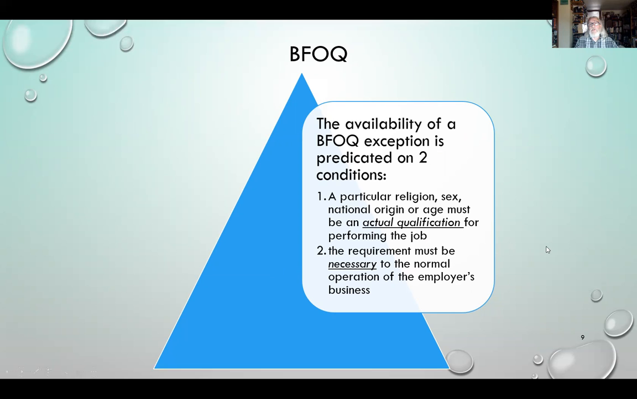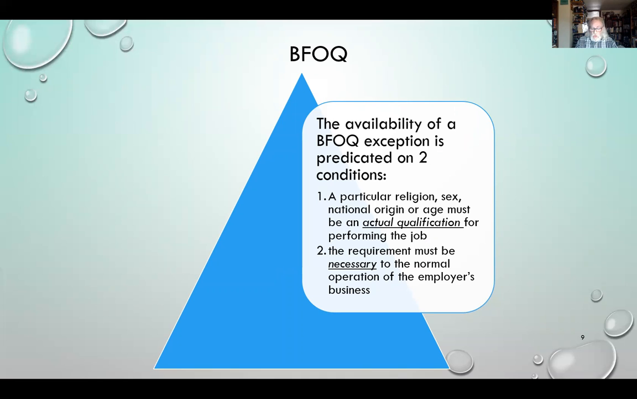The second one is that the exception would be based on the requirement that it's absolutely necessary to the normal operation of the employer's business, that the exception be made so that the person who gets hired for this job doesn't have to meet all the regulations, that we can discriminate for some reason. And that reason would have to meet both of these conditions, and it generally doesn't happen. And like I said earlier, this is based on Title VII of the Civil Rights Act of '64.